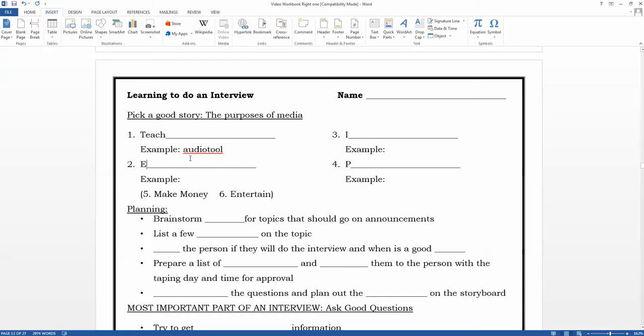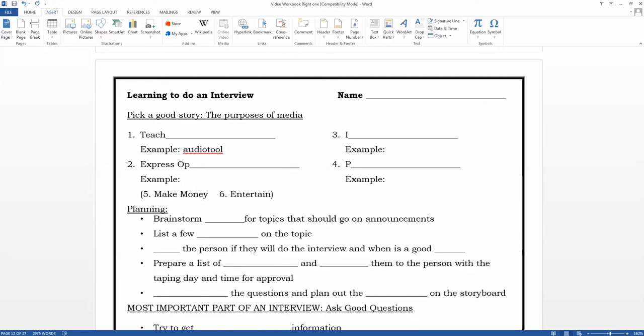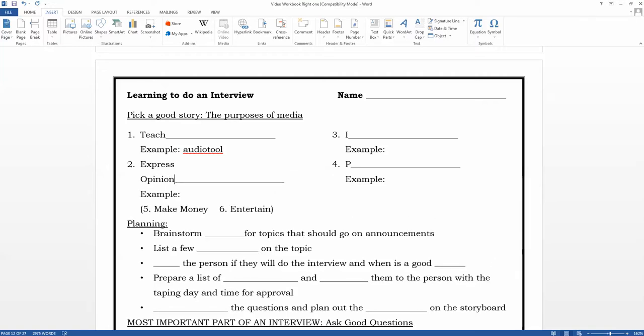Another purpose of an interview is to express opinion. And again, you need to write down an example too. You don't need to write down my example. You just need to write down an example. So express opinion, an example for that one. I remember one year we had an interview about students expressing their opinion about wanting to bring backpacks to class. So you're just expressing an opinion.